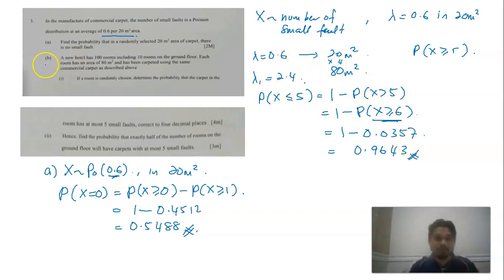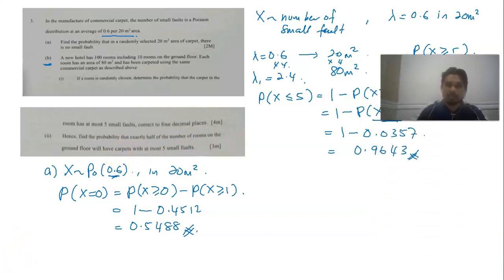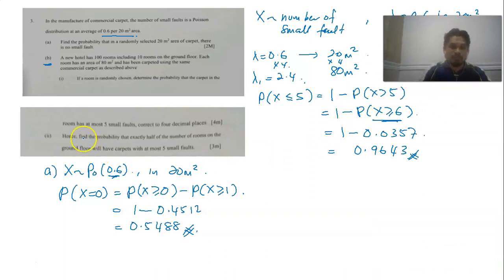For question B, we need to make some adjustment because the area of the room has changed from 20 meter square to 80 meters square per room, so the mean lambda is multiplied by 4 and becomes 2.4. Now for question C, find the probability that exactly half of the number of rooms on the ground floor will have carpet with at most 5 small folds.